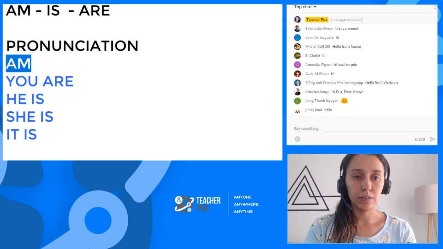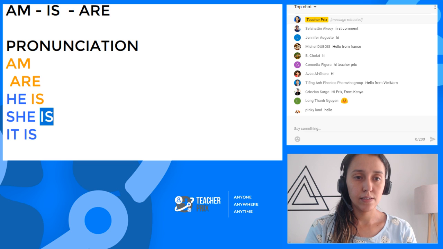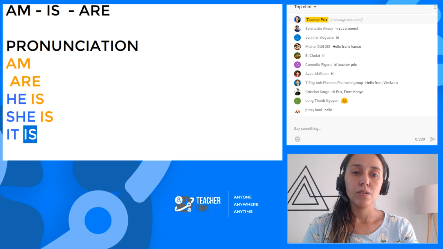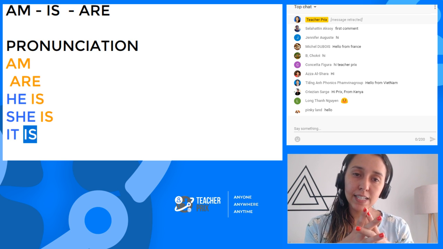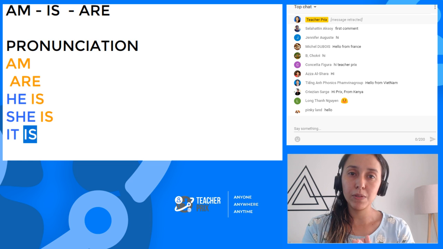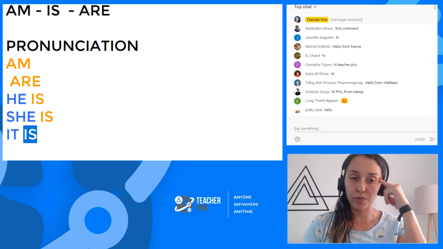Am. And then we have are, is, and is. And there are other conjugations like are, they are, we are. So stop connecting the pronoun and verb to be every time you're thinking of verb to be.